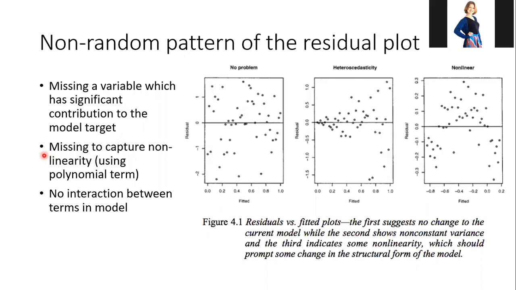We may have missed some non-linearity, so we may fix this problem using polynomial regression. It can also be that there is no interaction between terms in the model. This is a real case. So these are non-random patterns in the residual plot, and it's bad for the model. If we see residuals vary and we may find some pattern here, it means that we've missed something.